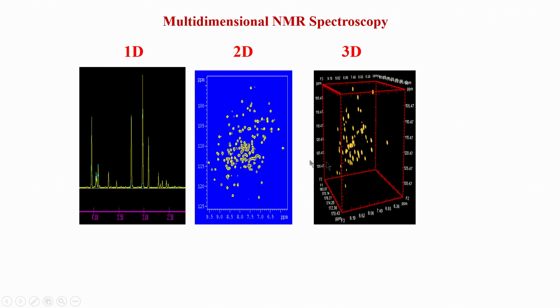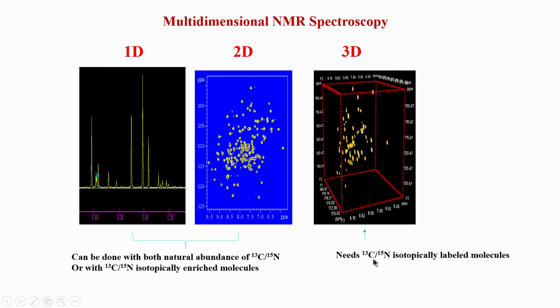So, that is why we need to go for multi-dimensional NMR spectroscopy, and this is something we have covered in the first part. We looked at different 2D NMR experiments that can be used, we have looked at different 3D NMR experiments that can be used, and as I said, 3D NMR needs labeling in this case, but for 1D and 2D you can still do that without any labeling, and you can do with simple natural abundance of nitrogen and carbon.